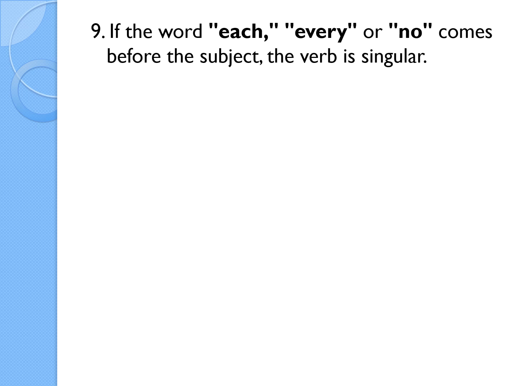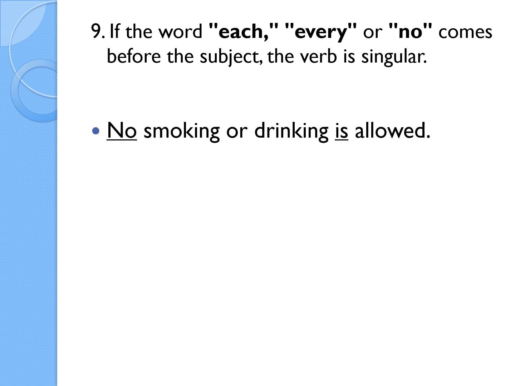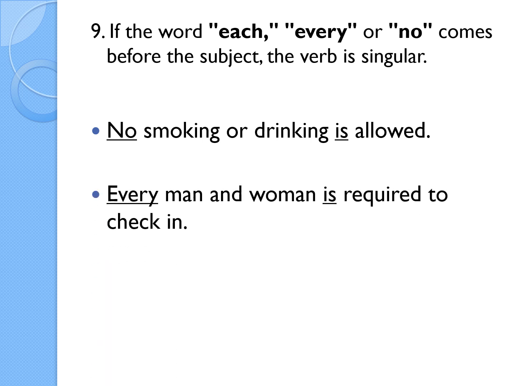If the word each, every, or no comes before the subject, the verb is singular. That's the ninth rule. Example, no smoking or drinking is allowed. We use no in the sentence and we have the subject smoking or drinking. So no comes before the subject smoking or drinking. So we have to use a singular verb is.